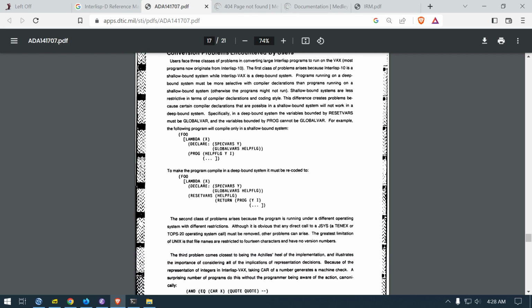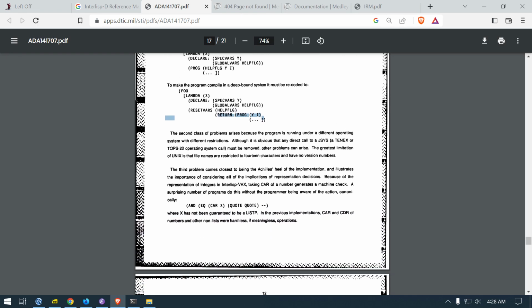And so right here you have a shallow bind. The first part's kind of similar, but when you hit this prog in right here, this has to be changed to this. And then you can return the prog in thing right here, I guess. So some of the code has to be changed because they chose the deep binding.